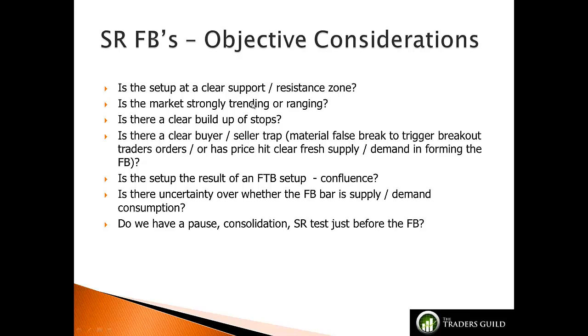Ranging is always going to be preferential to a trending market in terms of going against a strong overall trend, or, more importantly, a strong immediate impulsive trend. We always have to be able to conclude that there's a clear build up of stops and there's a clear trigger of breakout orders. Okay, asking ourselves, is this an area where stops are going to be built up? Is this an area where breakout traders are going to be looking to trade? Okay, do we have FTB confluence?